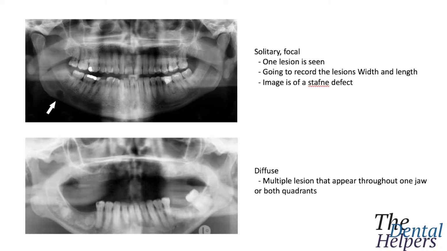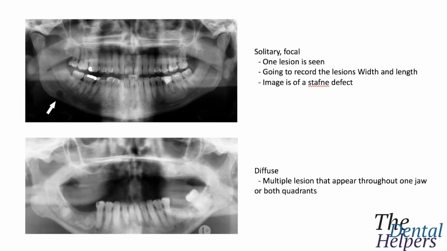If we look at size, the first one we're looking at right here is one radiolucency. It's localized, so solitary, meaning by itself, or focal, where it's within one region, would be another way to state the same thing. So solitary or focal is defined as one lesion. You're going to record again the width and length of the lesion. In the case of this image that we're showing right here, this is an example of a Stafne bone defect.